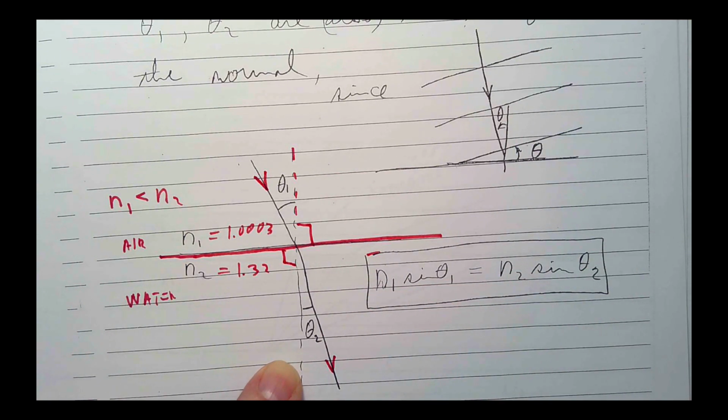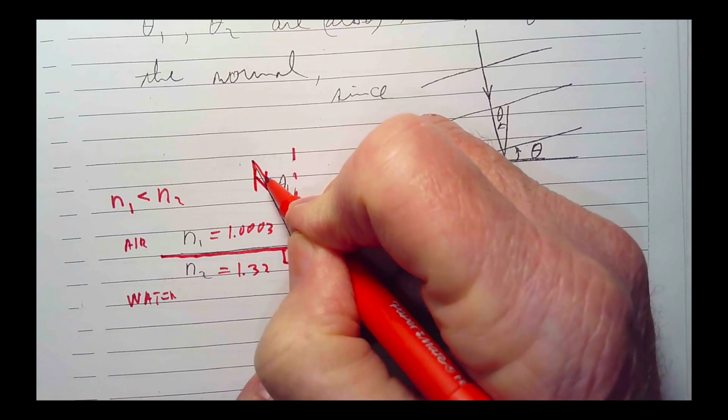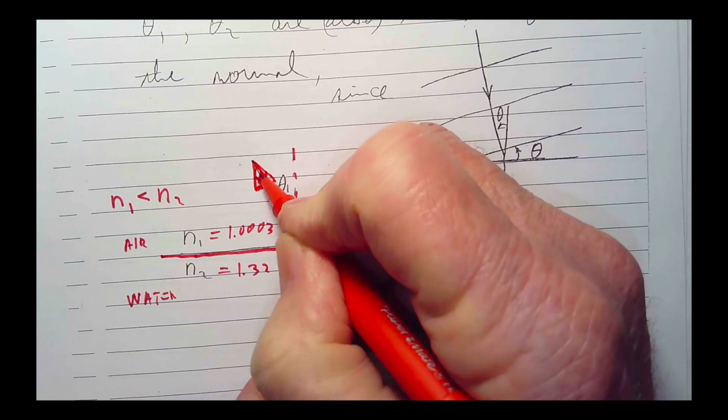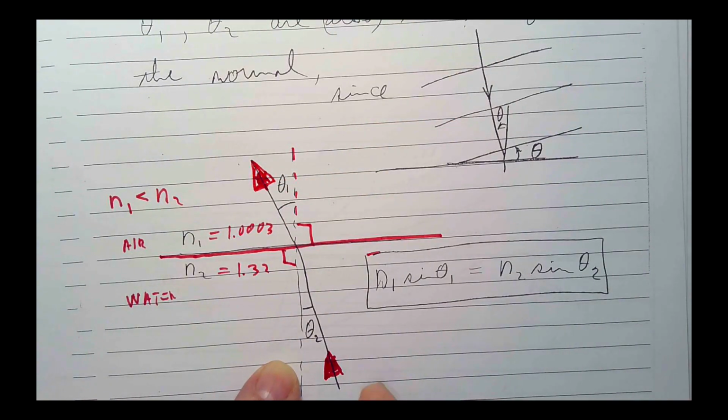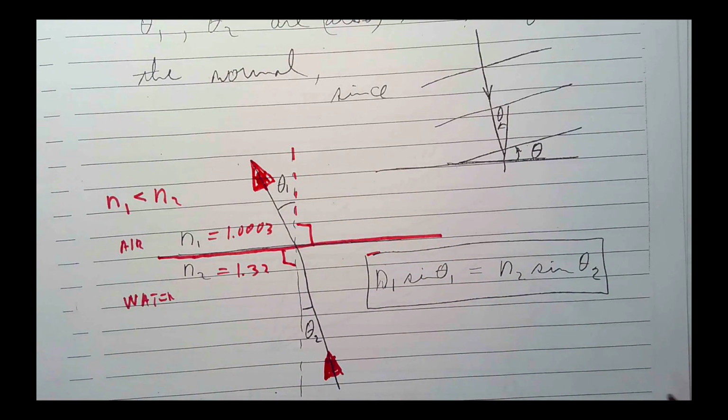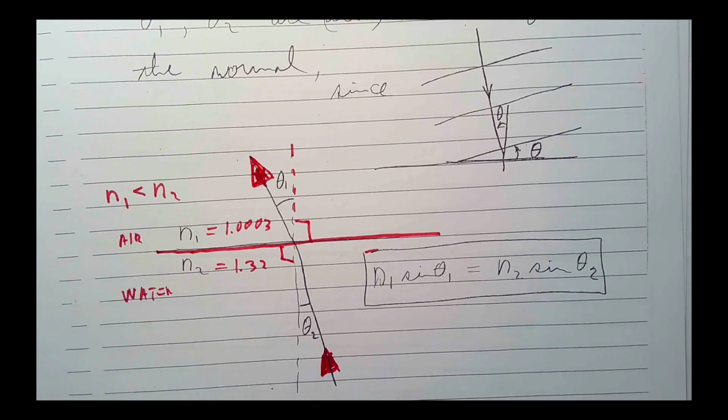If you want to turn that around the other way, if you want a ray going from the dense material to the less dense material, well, you just change your thinking. It bends away from the normal in the less dense material. Those are two different ways of saying the same thing.